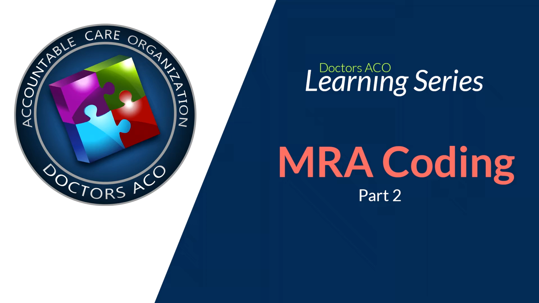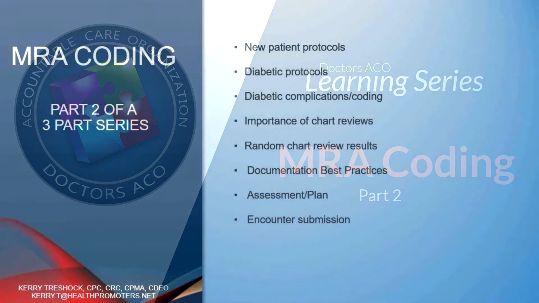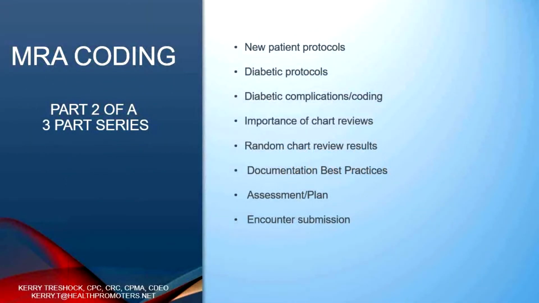Tonight is part 2 of the 3-part series. We're going to talk a little bit about some of the new patient protocols that we use here in Florida that we find very, very useful. And then we're going to narrow down some of the diabetic protocols. We're going to talk about some of the diabetic complications and how to code them. Then we're going to get into a little bit of the importance of a chart review. We're going to review some results of some random chart reviews that I did from one of the offices out in Georgia. And then briefly, we're just going to wrap it up with some best documentation practices, what should be in your assessment and plan, and your encounter submissions.